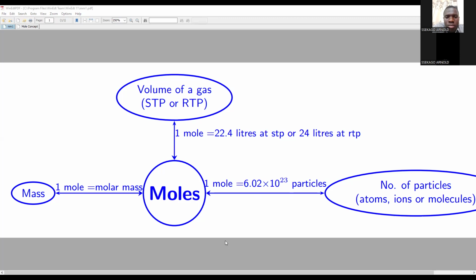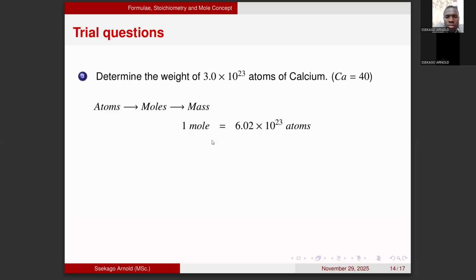Therefore, we shall say that 1 mole is equal to 6.02 times 10 power 23 atoms. So we want to determine, remember we are moving from atoms to moles. So we ask ourselves, how many moles are contained in 3.01 times 10 power 23 atoms? So I put a question mark here, or you can label it using an unknown. So how many moles are in 3.0 times 10 power 23 atoms?